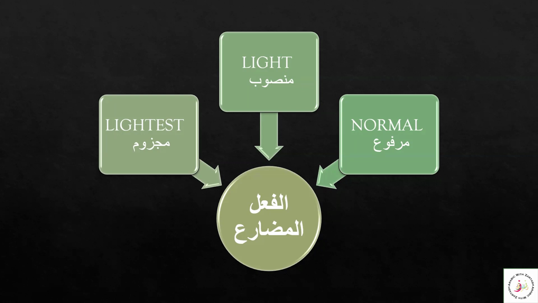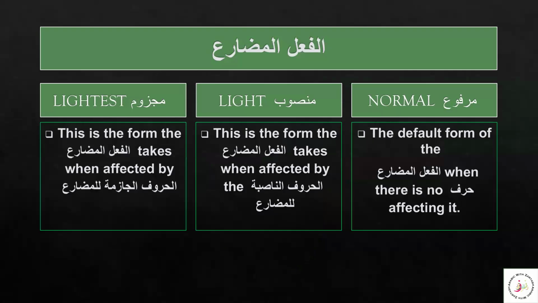We learned how we can recognize the fi'l mudari when it is in the state of marfu, or the rafa state. That's the normal state, or the default state, when there is no harf attached before it or affecting it. We have the mansoob state, or the light state, when it is affected by the huruf al-nasiba lil-mudari, and the majzoom state when it is affected by the huruf al-jazma lil-mudari.